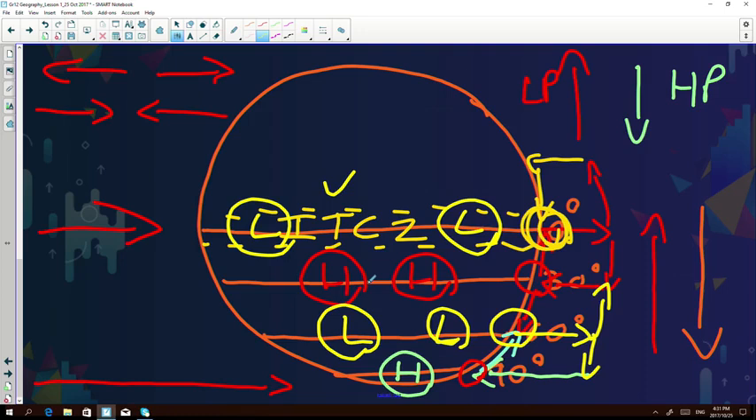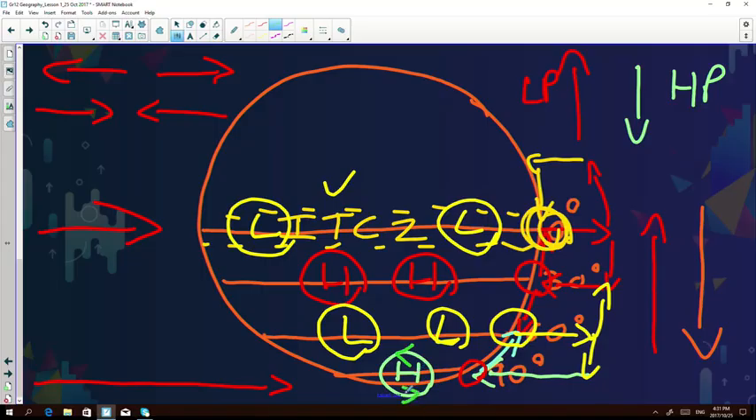Now, very importantly, let's not forget the movement of these low pressure and high pressure systems in the southern hemisphere. Anti-clockwise, clockwise, anti-clockwise. Okay. Now, that's the vertical movement of air.